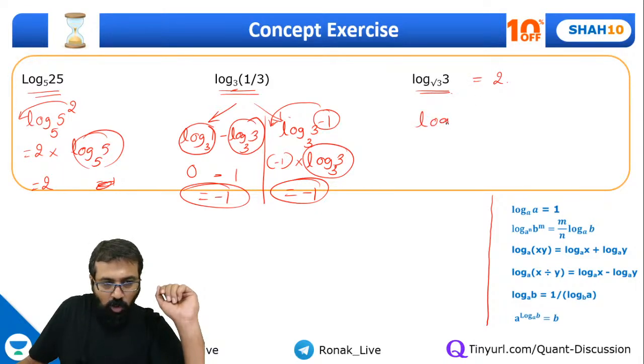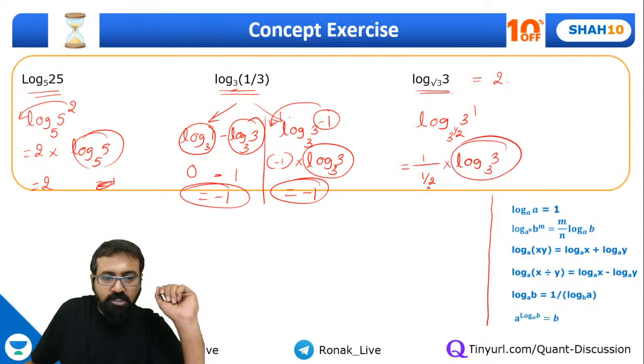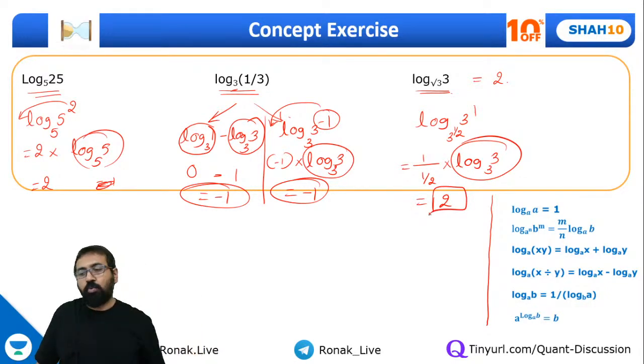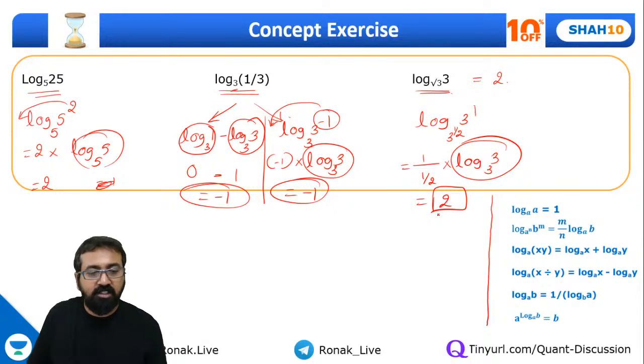Why? Because log of 3 raised to 1 with the base 3 raised to 1 by 2 is equal to 1 upon 1 by 2 into log of 3 with base 3. Of course this is 1, and 1 upon 1 by 2 is 2. Yes or no? Correct. So the answer is 2. Fine. So I hope all of you have understood this.